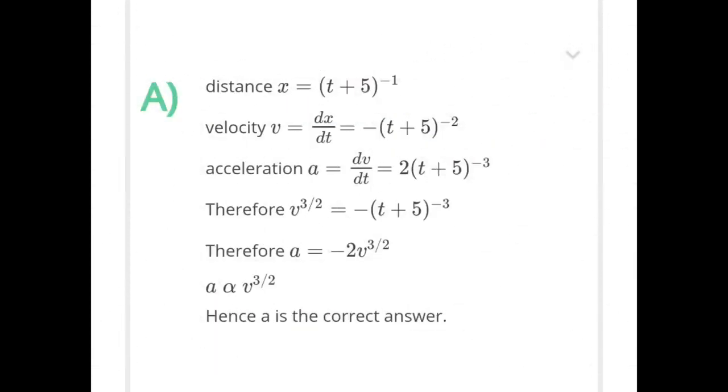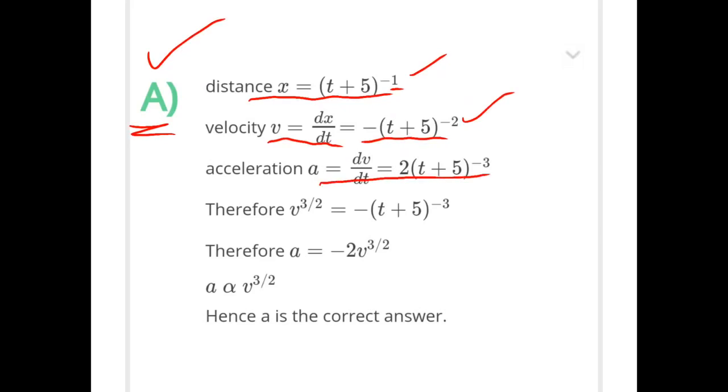The correct option for question number 8 is A. A is the correct answer. They have given in the problem x is equal to (t plus 5) whole power minus 1. If you differentiate it with respect to time, this minus 1 comes this side. So minus (t plus 5) whole power minus 2 you will get. Again if we differentiate, this minus 2 will come this side, minus minus plus, so 2 into (t plus 5) whole power minus 3.